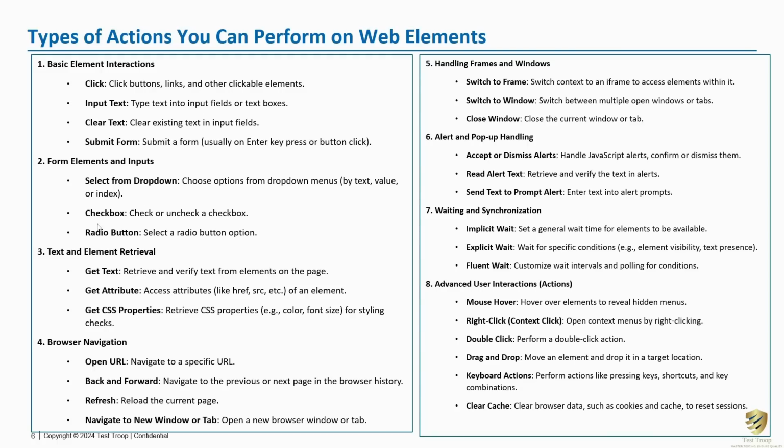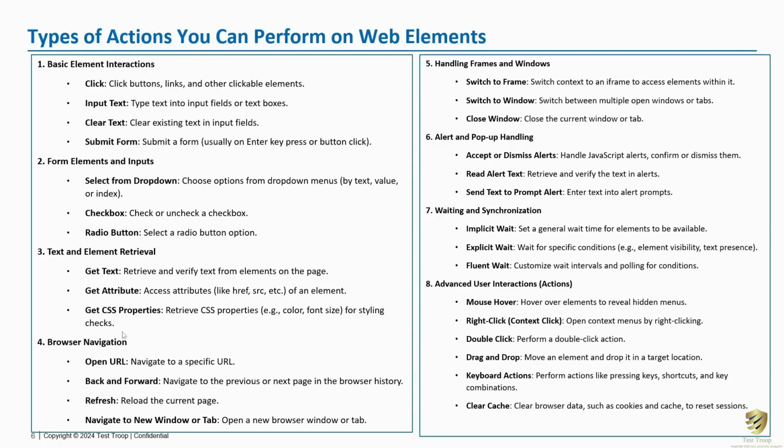For example, if you want to check whether a checkbox is checked or unchecked, you can use the property associated with the checkbox to find out whether it is in a selected or unselected state. You can also get a CSS property, which is also a kind of attribute, such as color and font size, which are basically used for styling.